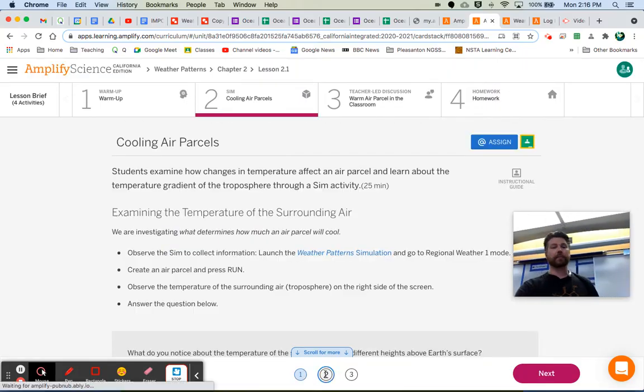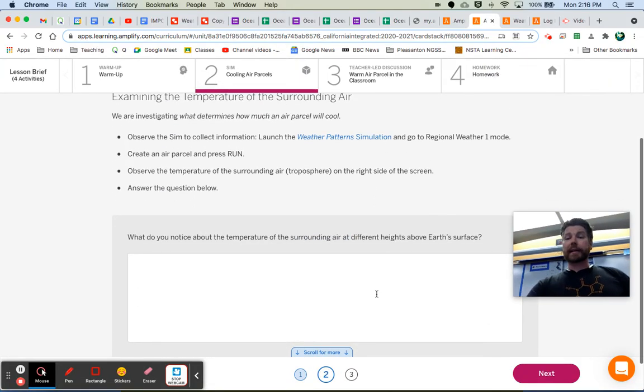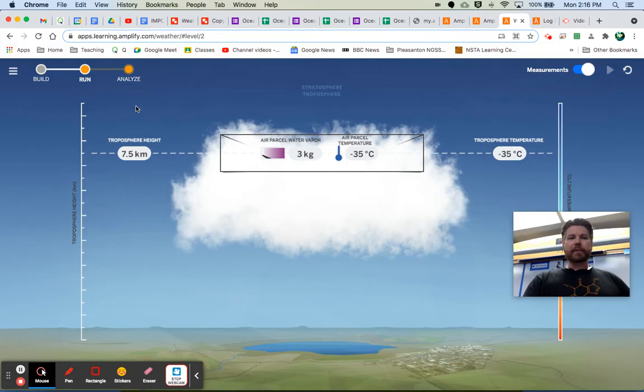Let's click on number 2 though right now. For number 2, we're going back into the simulation, and I'm sorry, I'm on tab 2, button number 2, but we're going to do something a little bit different in the simulation. We're in regional weather 1 again, but it says just create an air parcel and press run. Observe the temperature of the surrounding air or the troposphere on the right side of the screen. Answer the question below.